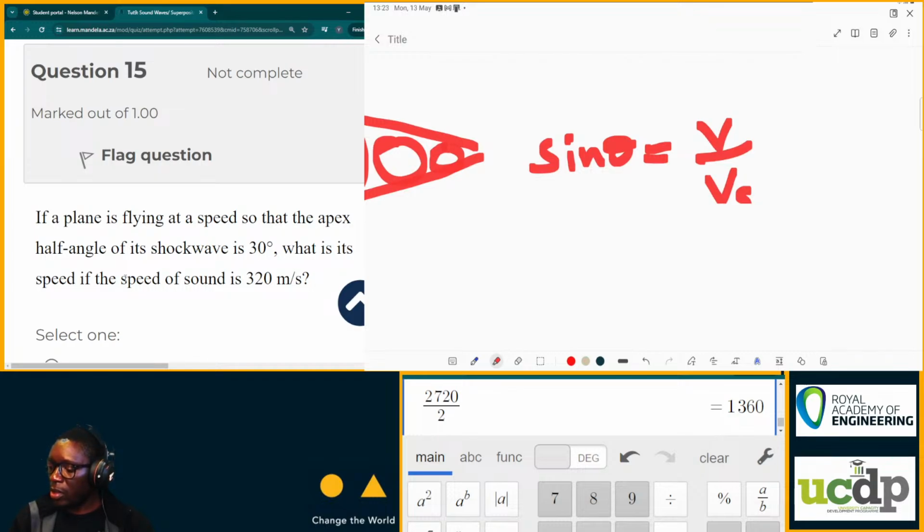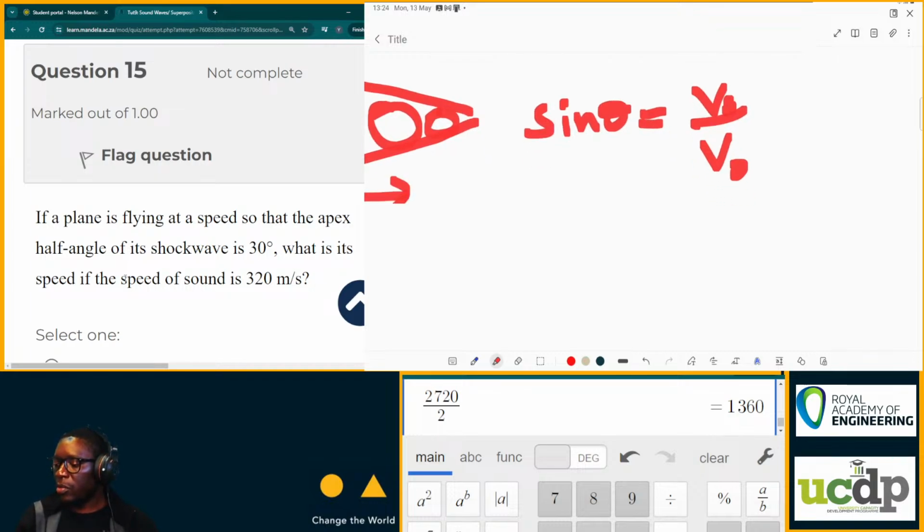Actually, no, sorry, it's actually the speed of sound. In this case, speed of sound over speed of object. How do we put that? Speed of object over speed of sound? It's the other way around, right? Speed of sound over speed of object. Yeah, something like that. So in this case, we are told that the angle is 30.